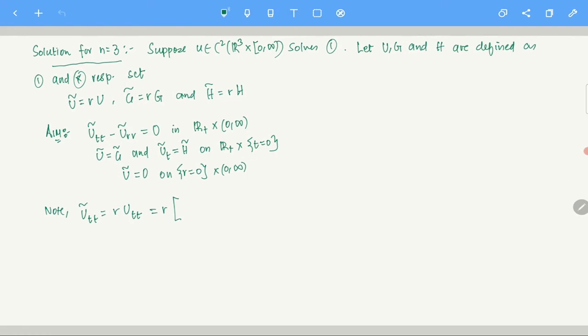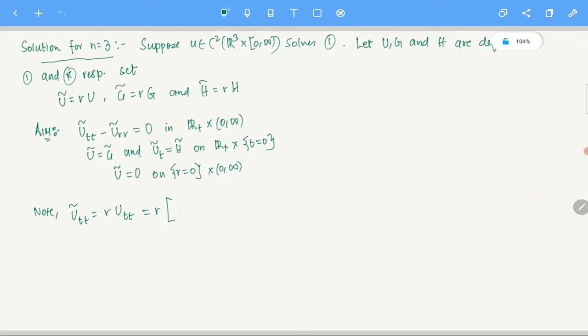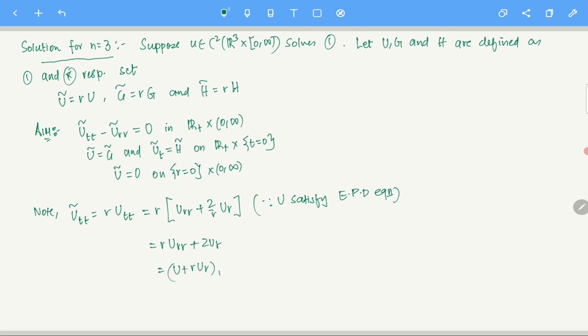So basically, it is U_rr plus (n minus 1)/r U_r. n is 3 here, so it is 2/r U_r, since U satisfies the Euler-Poisson-Darboux equation. So that is given by r U_rr plus 2 U_r. And once you write it down, it becomes (U plus r U_r) with respect to r, which is (Ũ)_rr.